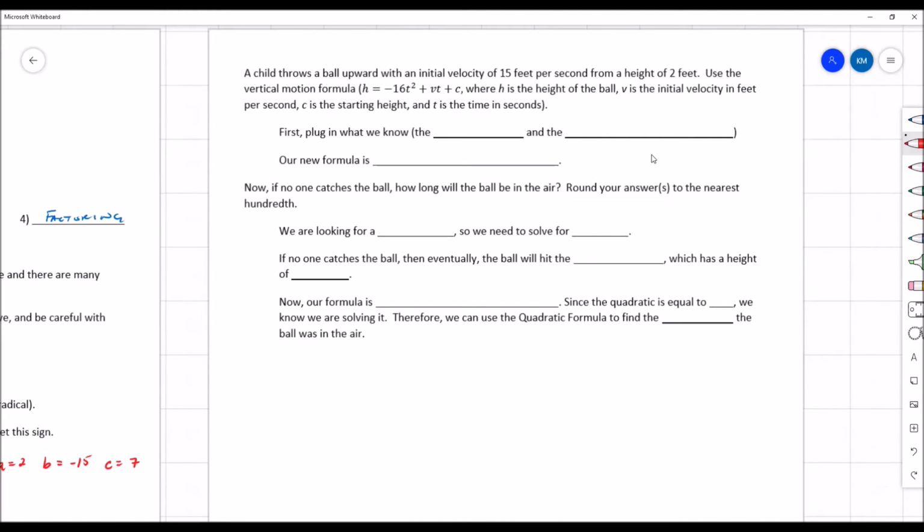So here it goes. It says, first, plug in what we know. So what do we know? From the situation, we know the velocity. It sounds like a mouthful, but they just gave us a bunch of information and an equation to plug it into.